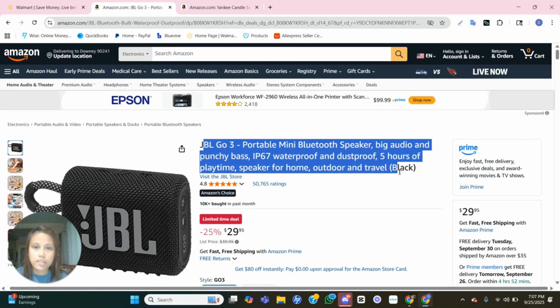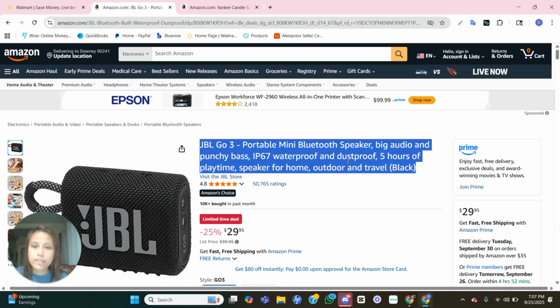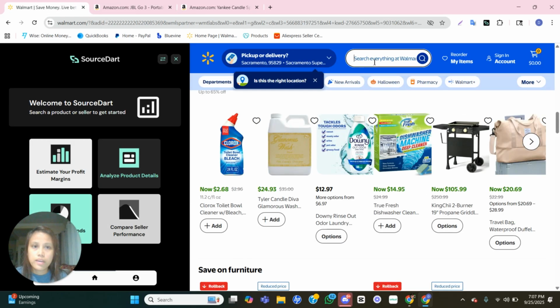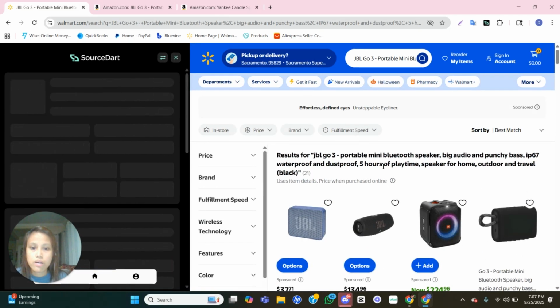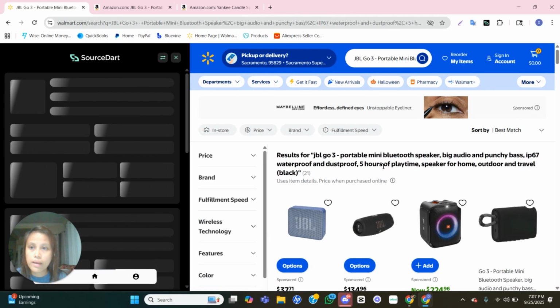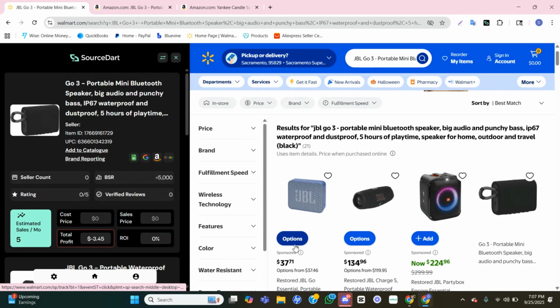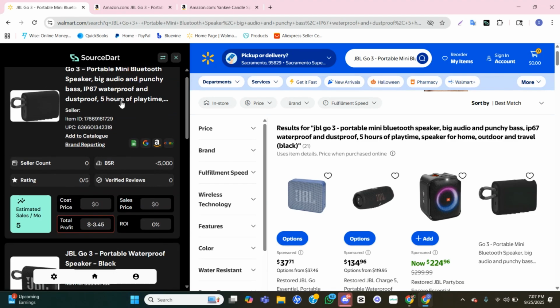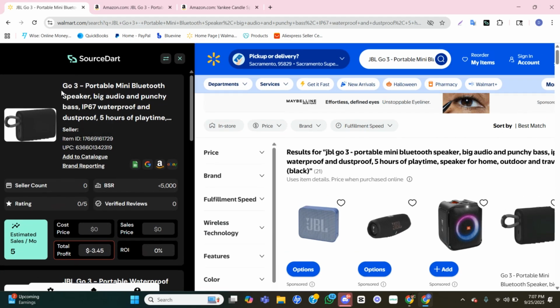Let's try to find this on Walmart and see how much they are selling it for. So I copy the title, go to Walmart, and search it here. Automatically I have SourceDart here, which will show you the details about this product. You can see SourceDart tells you it's the Go 3 portable mini Bluetooth.